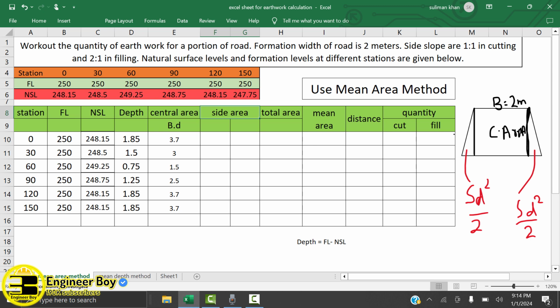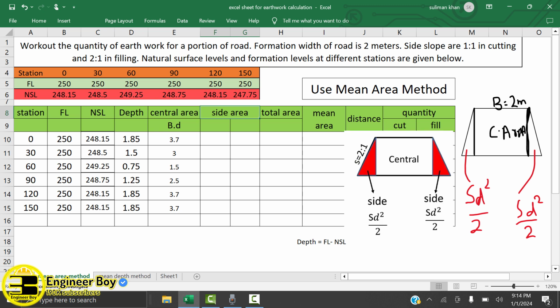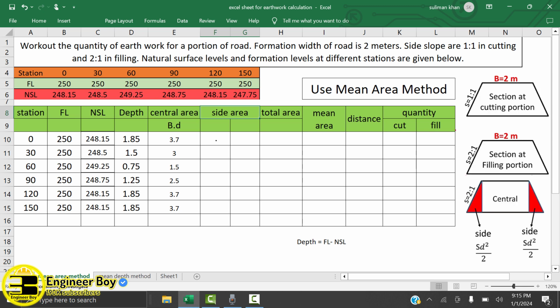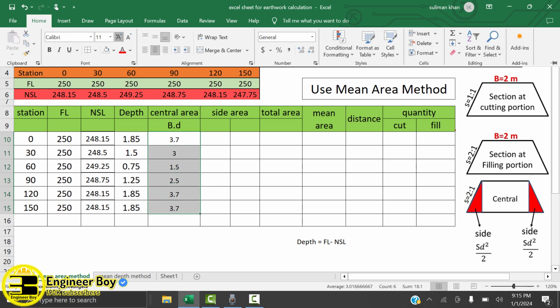All right, this is known, which is of course 2 ratio 1. And why am I going to take 2 ratio 1? Why not 1 ratio 1? Because we already know that this is embankment, so we're going to have filling. And how can we know that? As you can see, the depth at each station is positive. Positive value means that we are in filling.